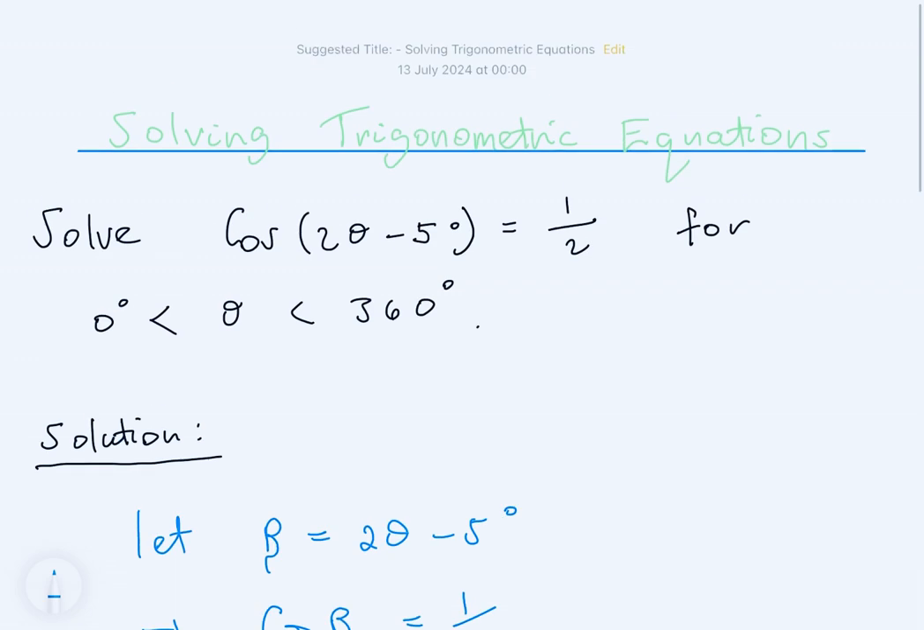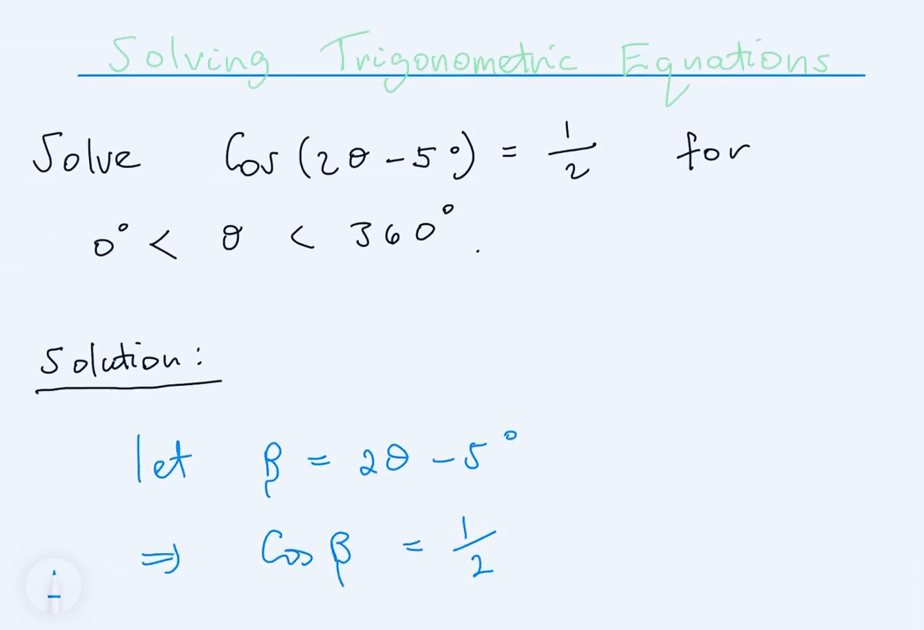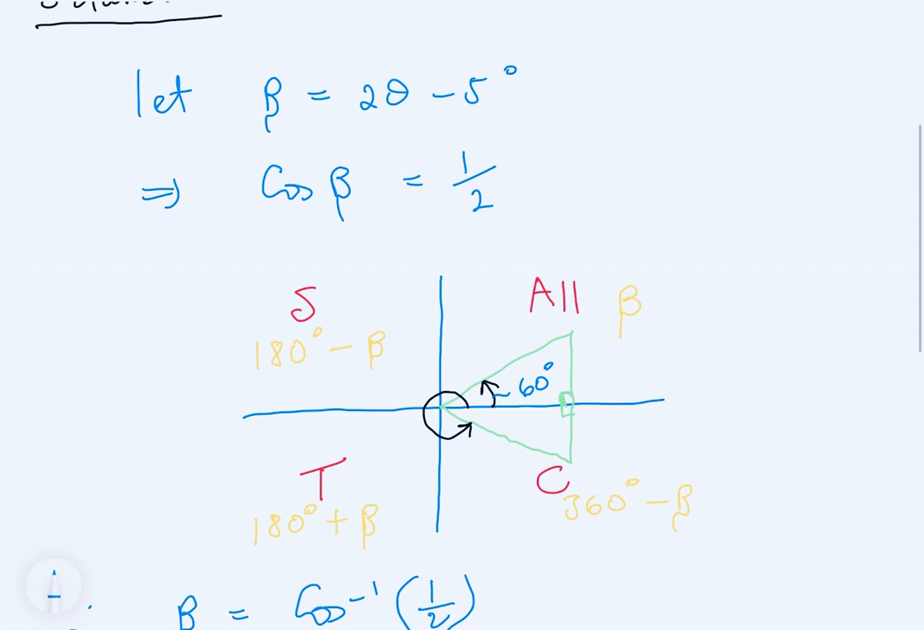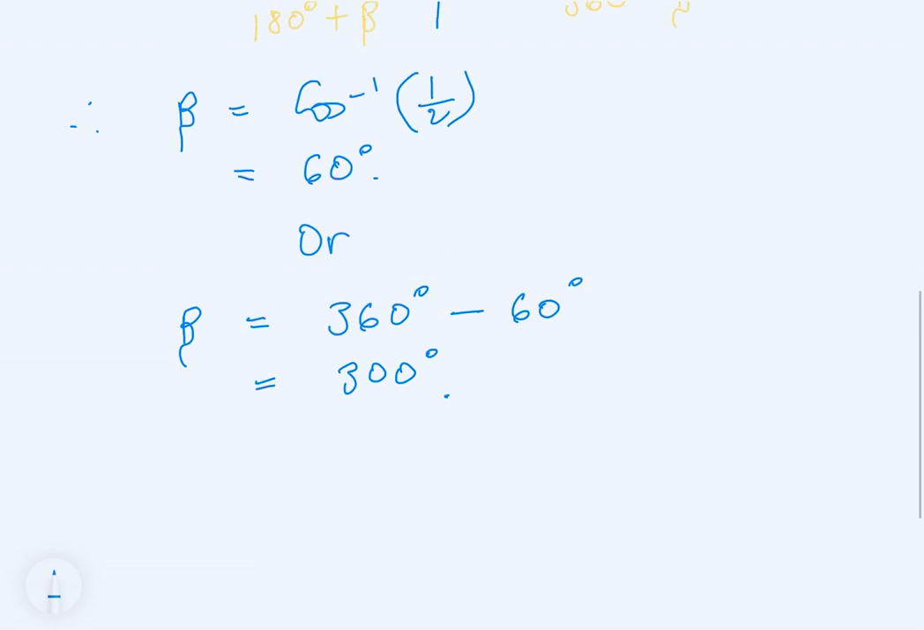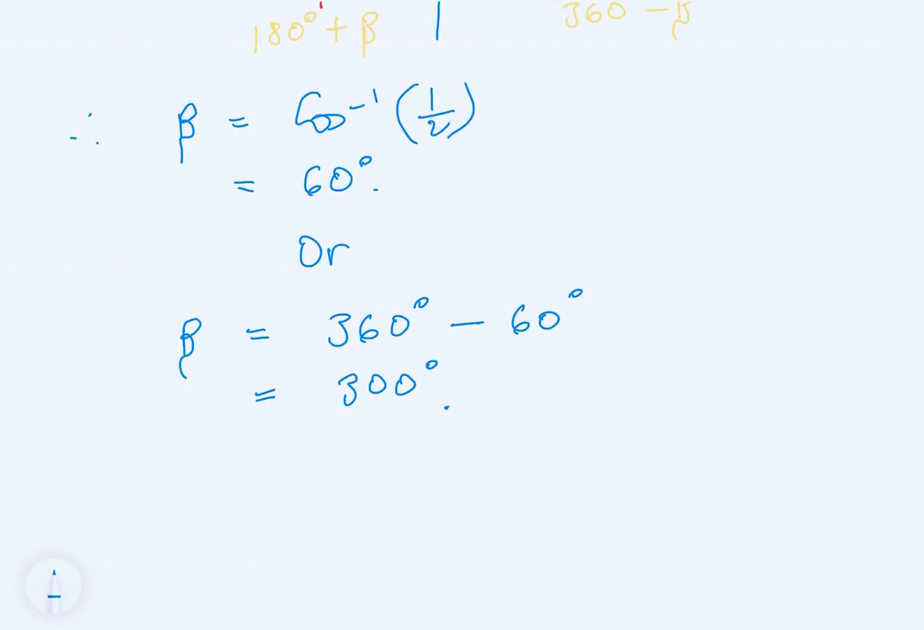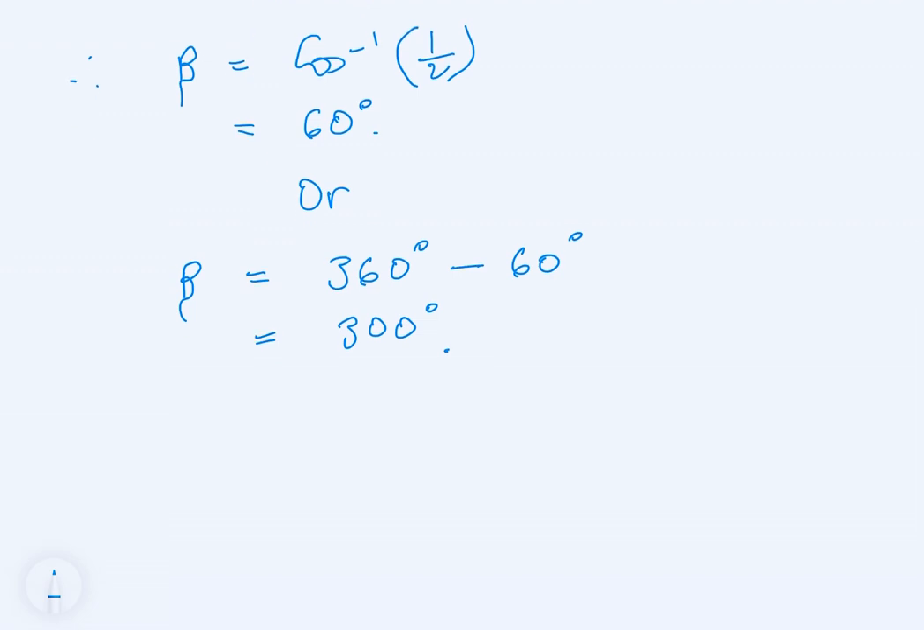But then we were asked to solve for theta. The problem said solve this equation for theta between 0 and 360. So we have to find theta. And remember we said let beta be equal to 2 theta minus 5 degrees. So we've solved for beta. We have found two solutions for beta, the 60 degrees and the 300 degrees. So now we go ahead and solve for theta.